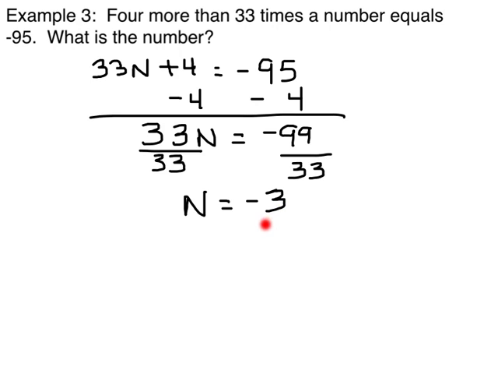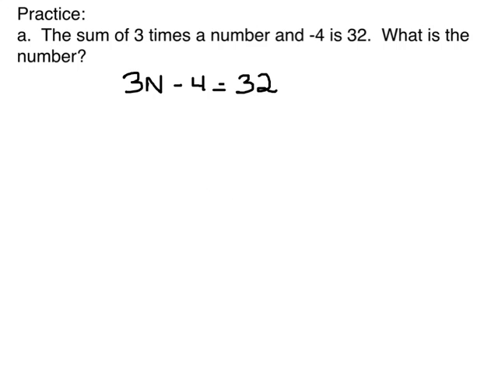Okay, let's work our practice problems now. Alright, this one I've already set up for you. The sum of 3 times a number and negative 4 is 32. So why did I put a negative? Okay, if we're adding 3 times a number and negative 4, remember in algebra, you're adding negative 4. So we can just write it as minus 4. It is 32. What is the number?